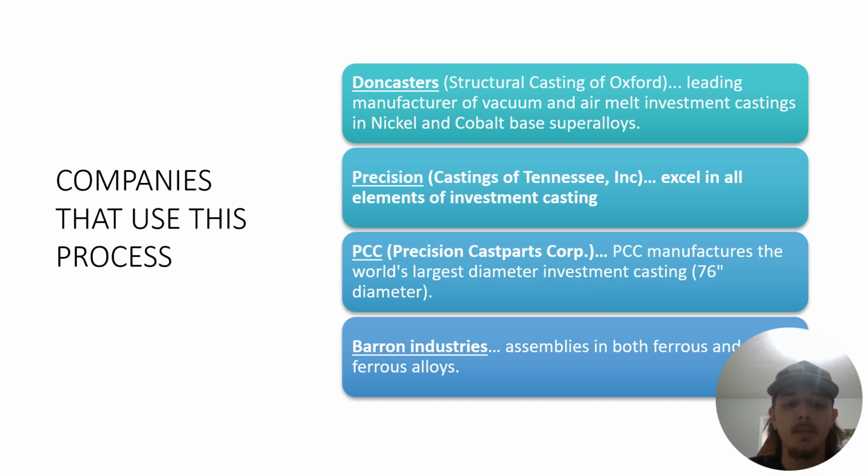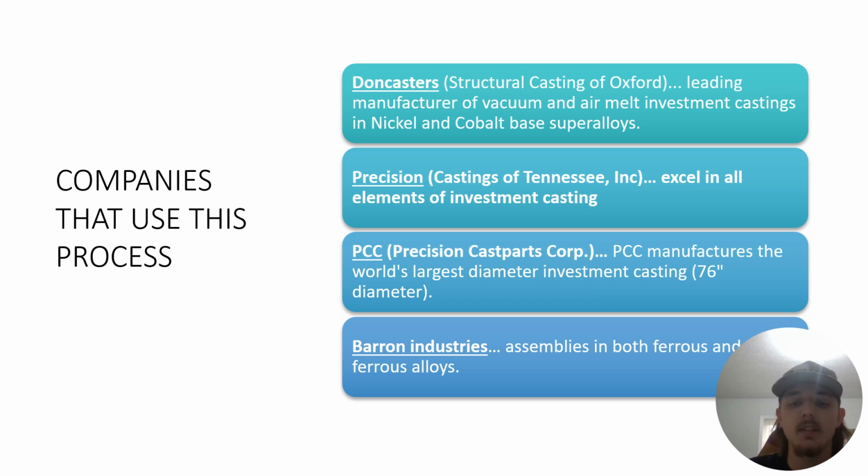Now I want to talk about the companies that use that process here near us. Doncasters, which is actually out of Oxford, is the leading manufacturer of vacuum and air melting investment castings in nickel and cobalt-based superalloys. There's Precision Castings, which is in Tennessee, not too far down the road. They actually claim to excel in all elements of investment casting.